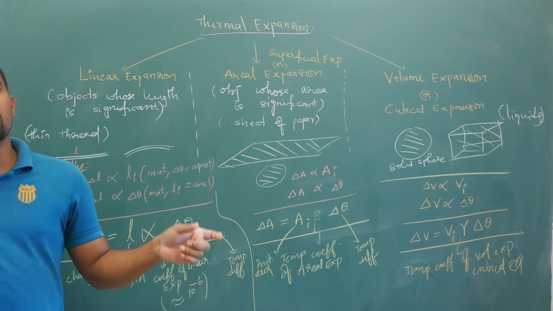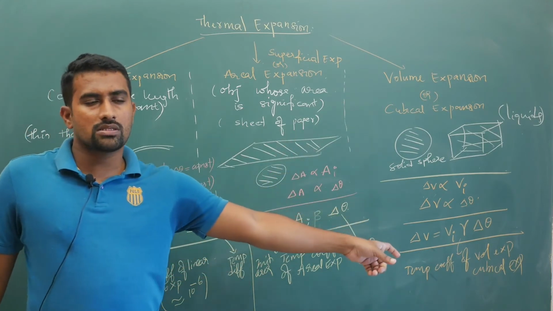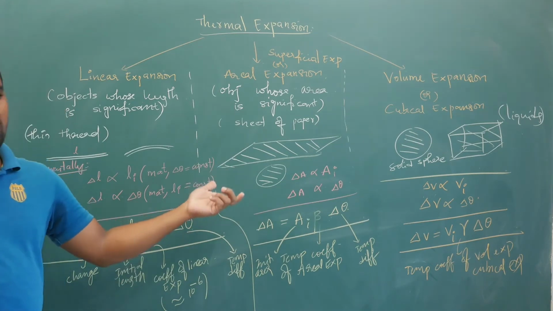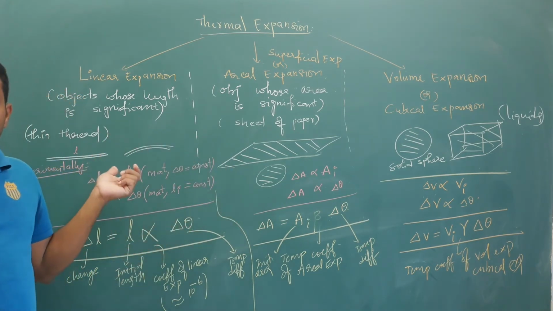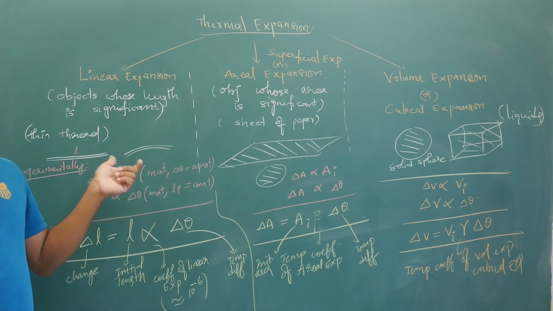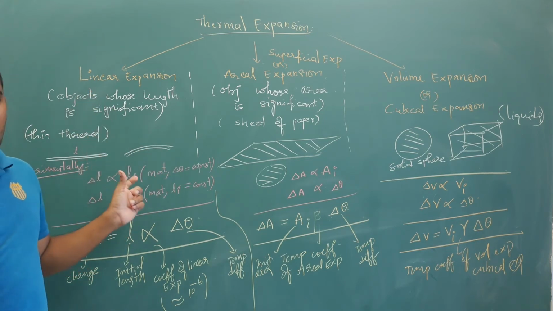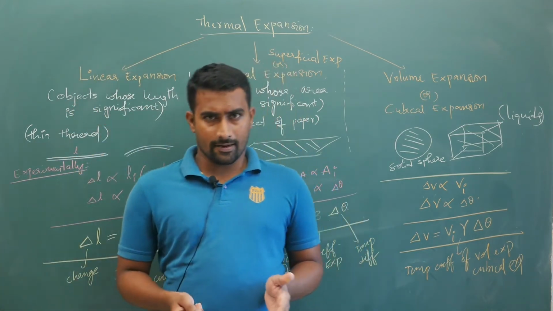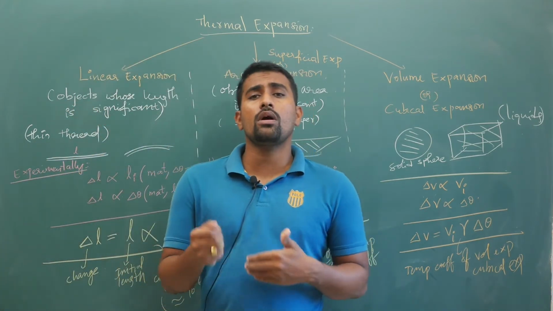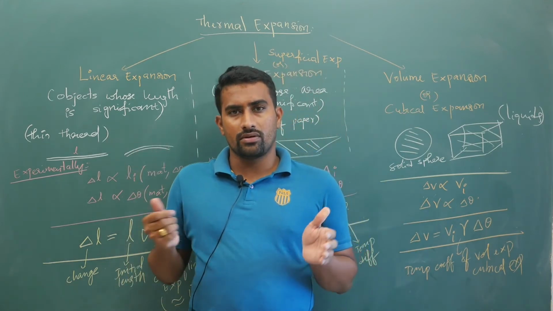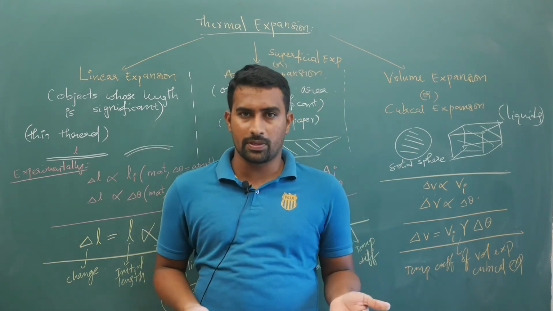If you are looking in terms of volume, you will go for cubical expansion. If you are looking in terms of area, you will go for areal or superficial expansion. If you are going in terms of linear expansion, that is, length or some linear dimension like radius, you are going to have linear expansion. So any object, depending upon what you are trying to measure, will have these kinds of dimensions and these types of expansions.